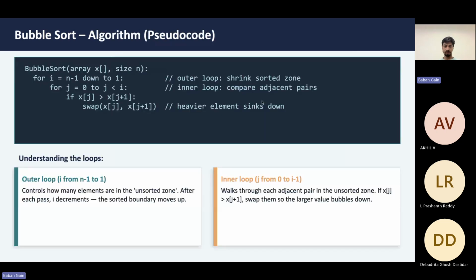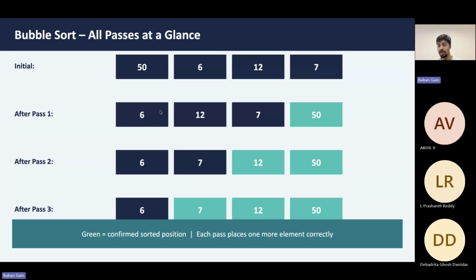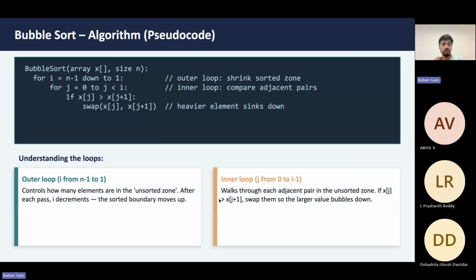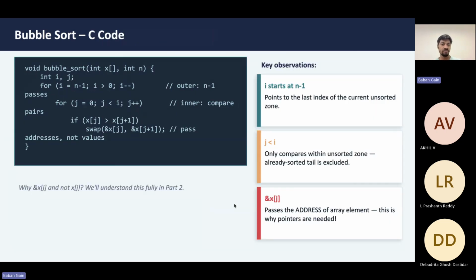It will continue like this. So ultimately, what will happen? The heavier element, the larger element, will go to the right side here, like this, and so on. So this is what we call bubble sort. Then this is a very basic C code of this, similar to the pseudocode.